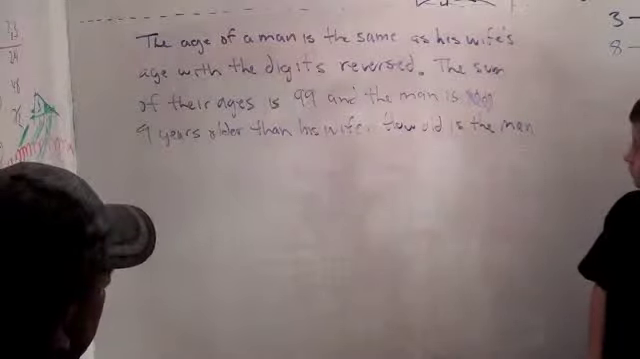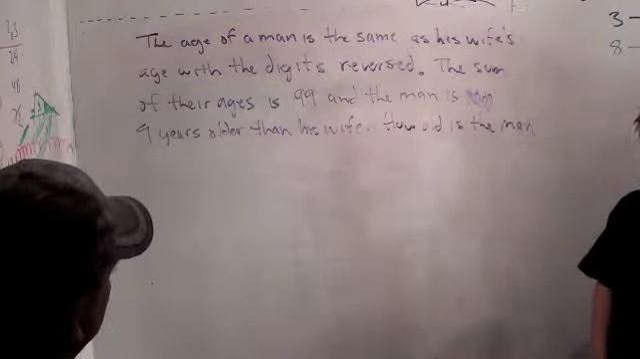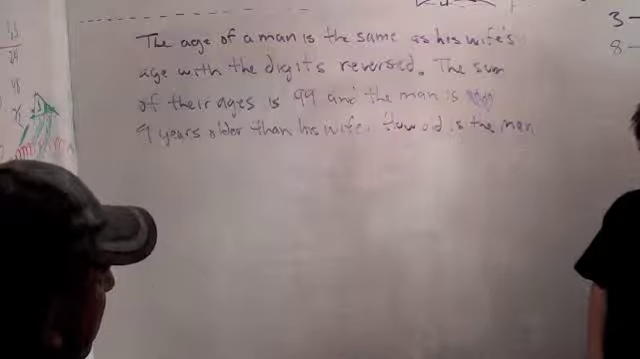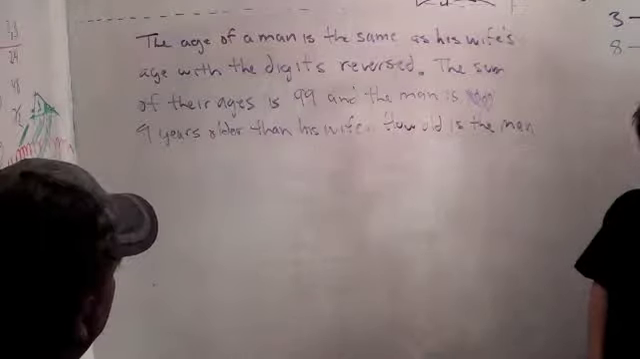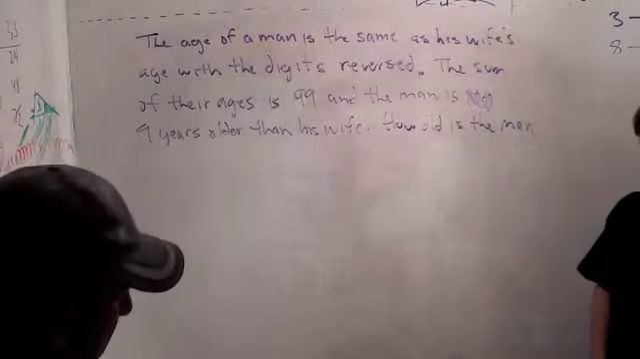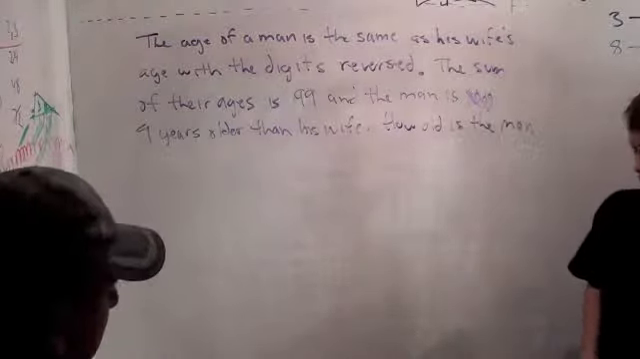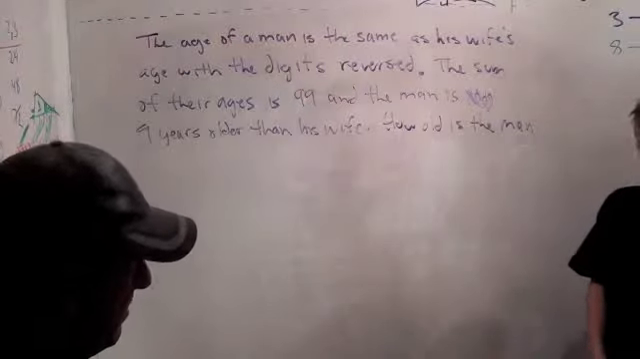The age of a man is the same as his wife's age with the digits reversed. The sum of their ages is 99. And the man is 9 years older than his wife. How old is the man? Okay, so we're going to try to break this down into steps.